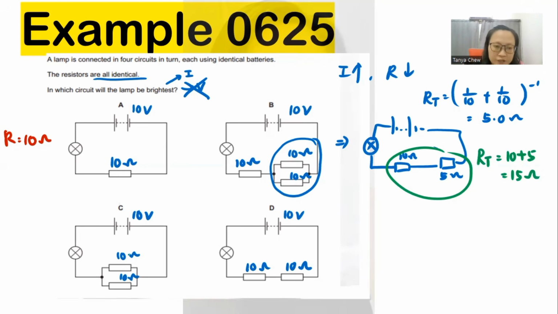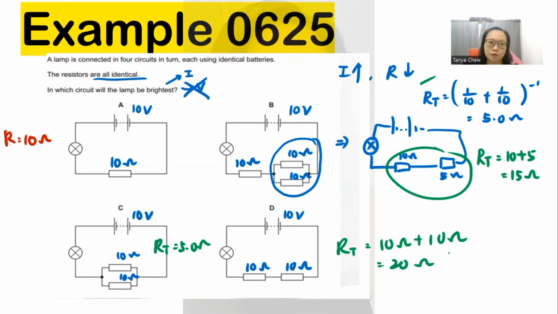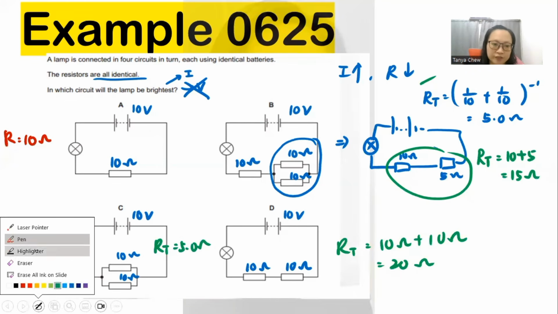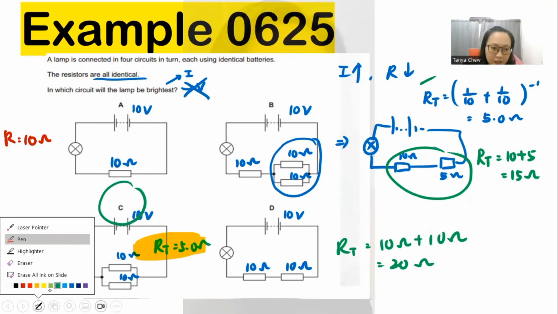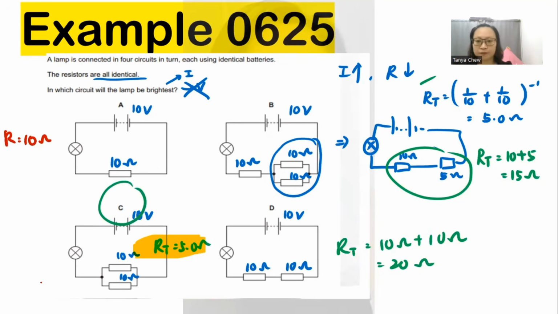What about C? These two resistors are in parallel and total resistance is 5 ohm. I have calculated here. And D, the two resistors are in series, so the total resistance becomes 10 ohm plus 10 ohm, which is equal to 20 ohm. So which one gives you the smallest resistance in this case? The smallest resistance is actually C, which is 5 ohm. Therefore, our answer is C. The lamp in C will light up the brightest.